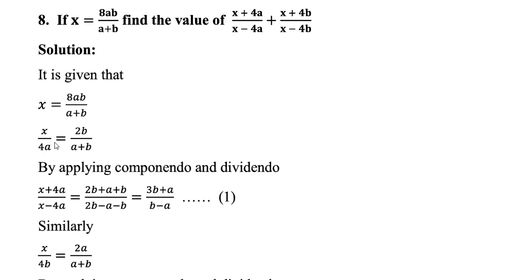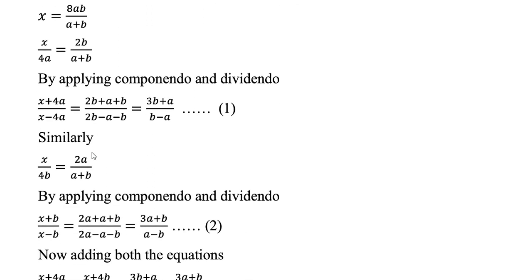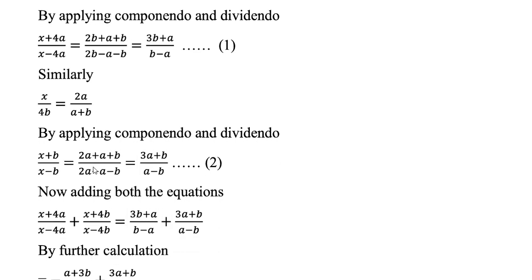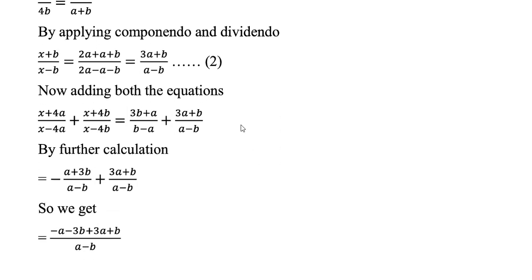Okay, so divide by 4a. So x by 4a is equal to 2b by a plus b. After applying the componendo and dividendo, you will get that x plus 4a, x minus 4a, that is 3b plus a, b minus a. Make it equation number 1. Similarly, x by 4b is equal to 2a divided by a plus b. Again apply componendo dividendo. You will get equation number 2 like this.